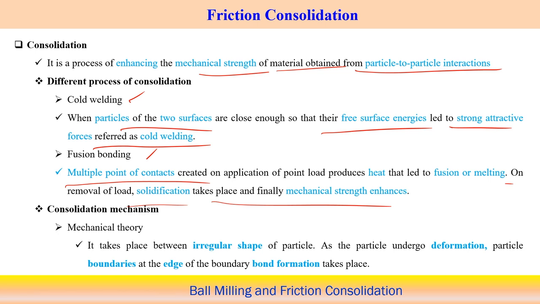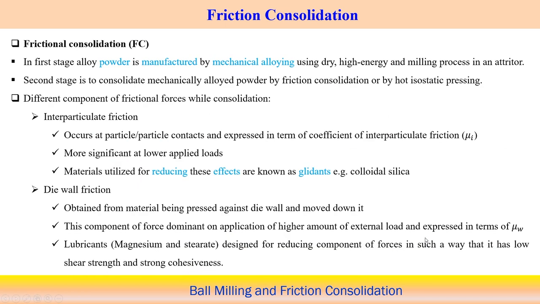Now what are the mechanisms of consolidation? One mechanism is the mechanical theory. Bonding takes place between irregularly shaped particles. The theory is that if the particles are irregular in shape, then as the particles undergo deformation through the interaction of the balls, bond formation takes place at the edges of the particle boundaries. So the interlocking will be easier if the irregular particles interact with each other with the application of any kind of mechanical loading. They can readily bond, and this bond formation can take place here.